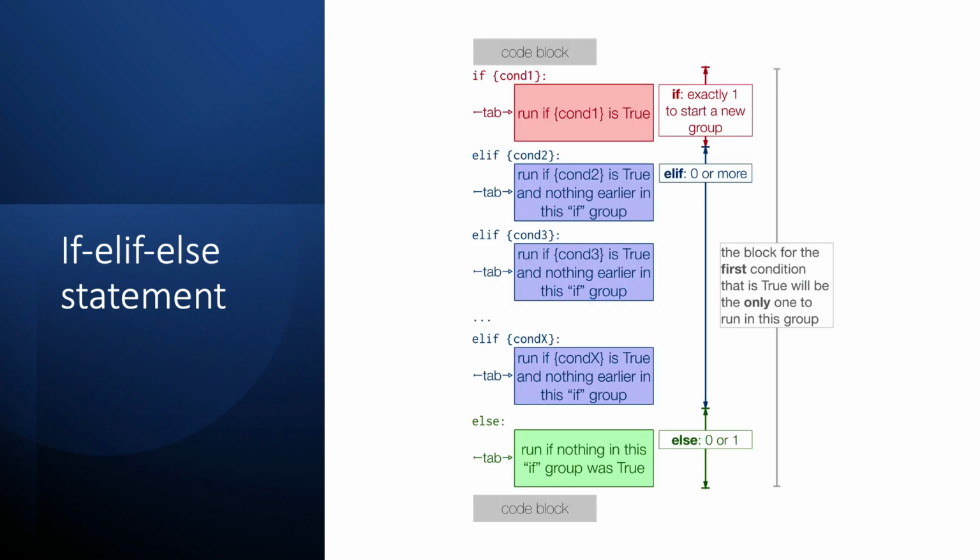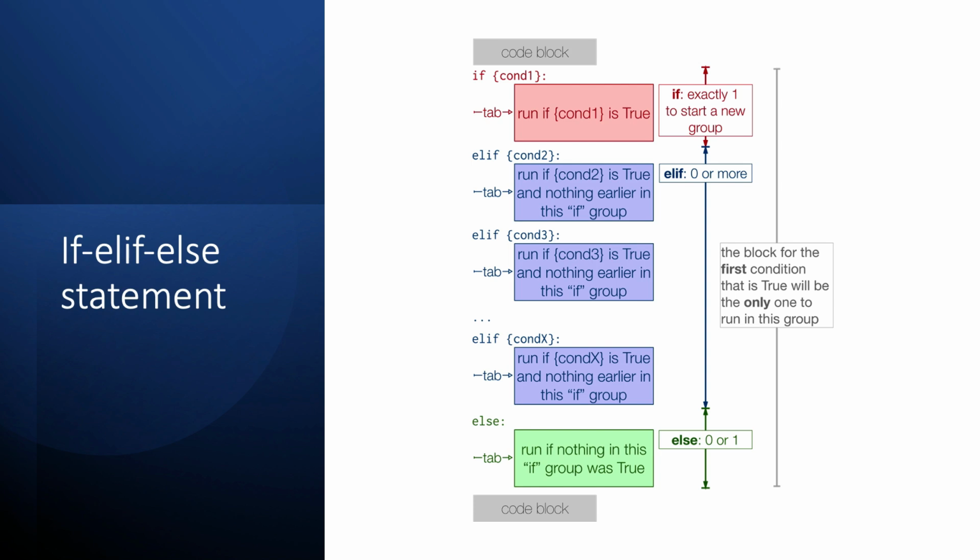Now this slide provides a detailed explanation of the if, elif, else statement in Python, which is a more complex conditional structure used to evaluate multiple conditions in sequence. The slide illustrates the syntax and flow of the if, elif, else statement. So it starts with the if keyword, followed by the first condition, cond1. Now if cond1 is true, then the code block under this if statement is executed.